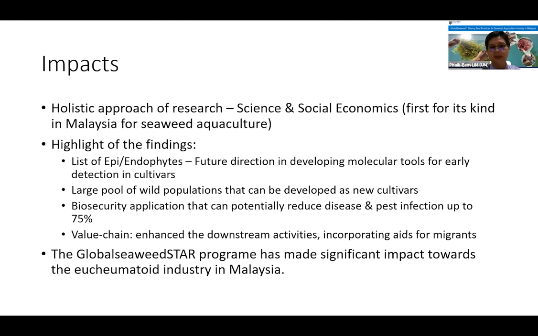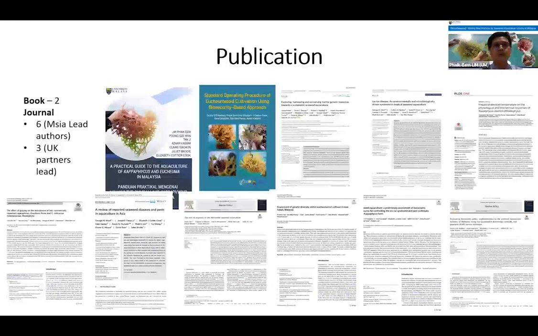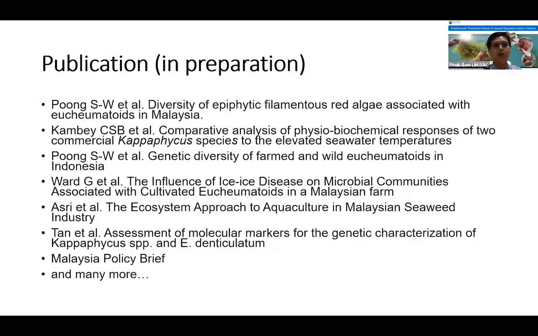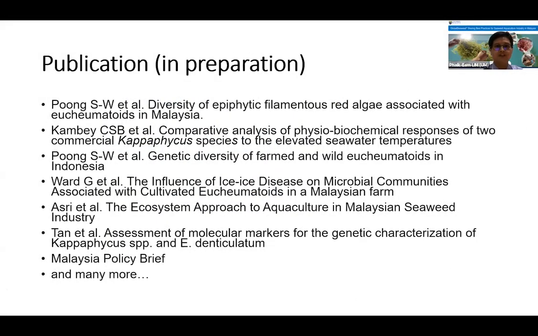It leaves its legacy toward the Eucheumatoid industry in Malaysia. Throughout these 3 years, so far we have published 2 books. As regards journals, we have 6 Malaysian lead author papers, 3 with UK partner lead co-authorship, and many more under preparation. Of course, there is a lot more impact brought through the GlobalSeaweedSTAR project.